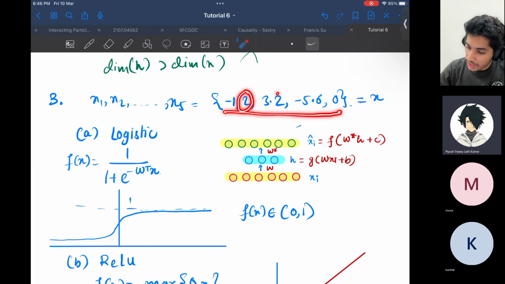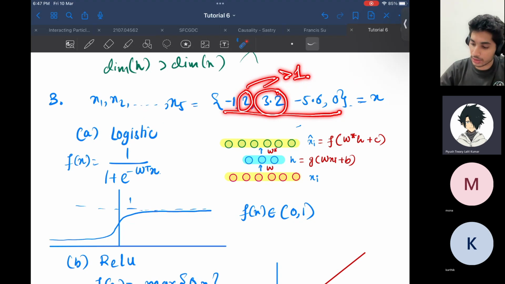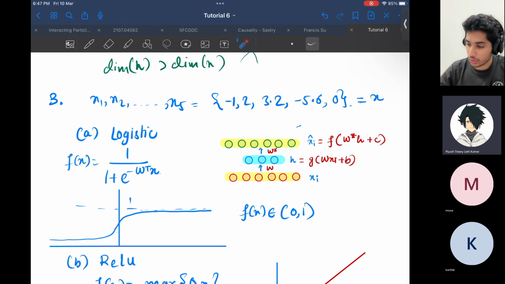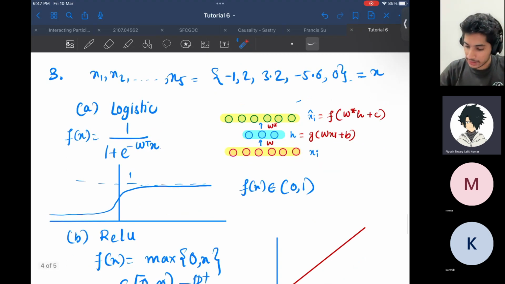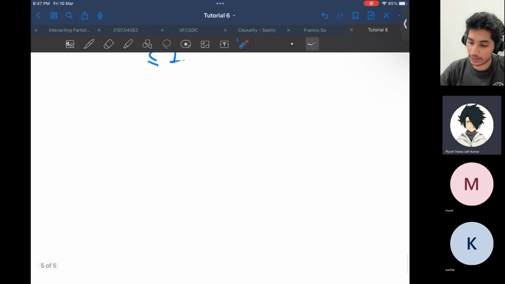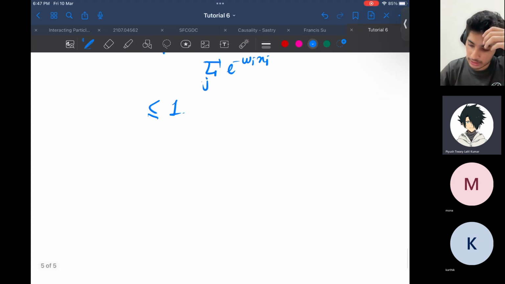Well, yes, this 2 and this 3.2, these are both greater than 1. So I have no hope of reconstructing these data points. Whatever this value is, what f will do is restrict my outputs to be less than 1, and hence these 2 and 3.2 I will never be able to reconstruct. So this is also not a good option. I hope you can see that.